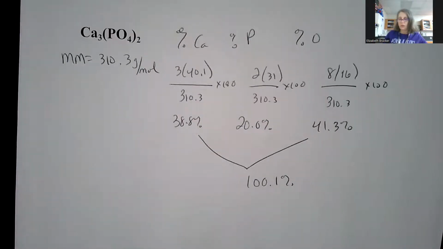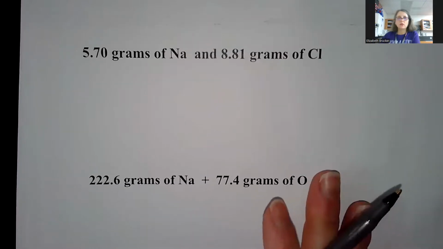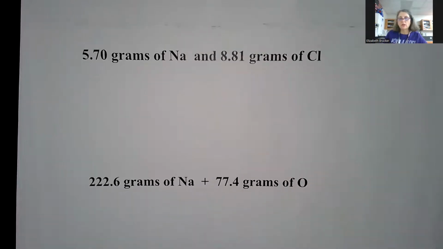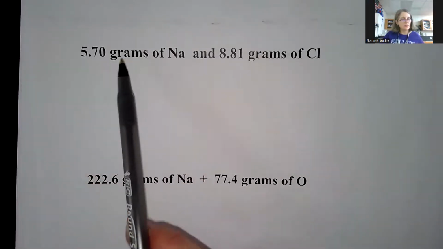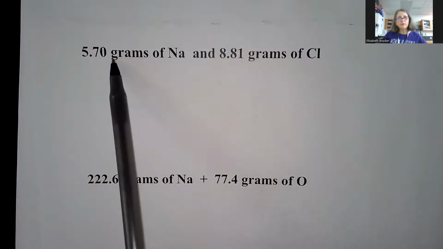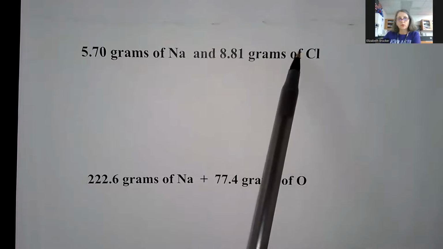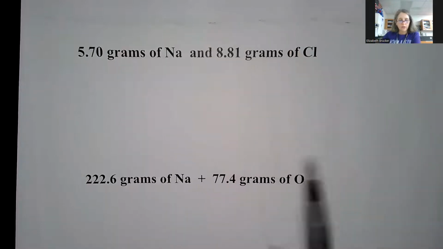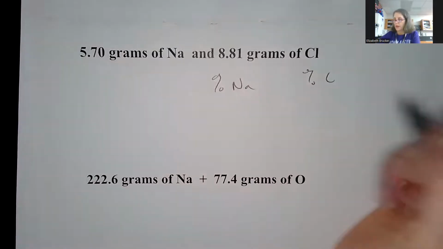So the additional one that you're going to see with percent composition kind of goes back to the copper lab that we did in Unit 1. So I want to do a couple examples of this so you can see the difference. So what if I gave you the following data? I had 5.7 grams of sodium and 8.81 grams of chlorine. So I want to know the percentage of sodium and the percentage of chlorine.